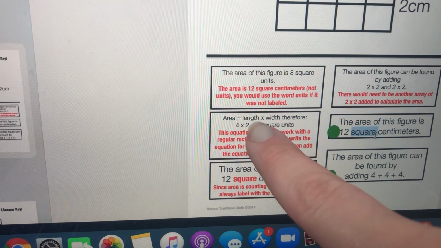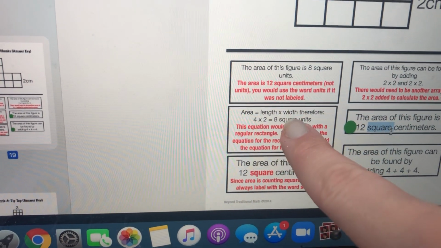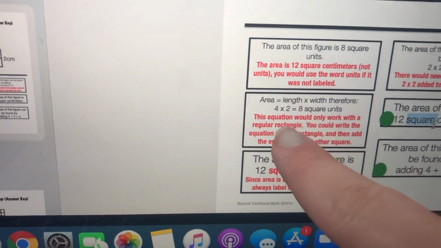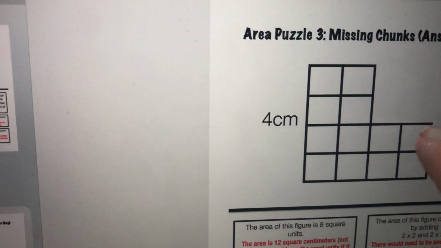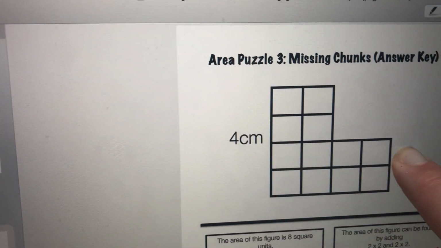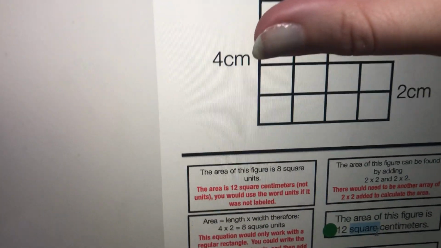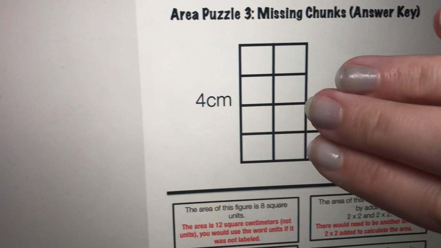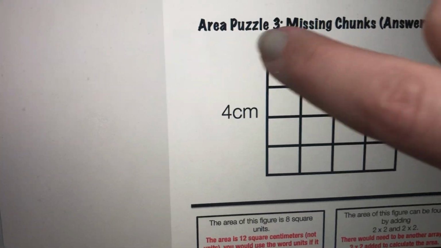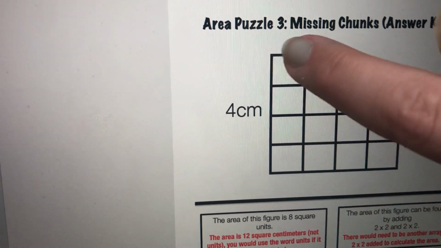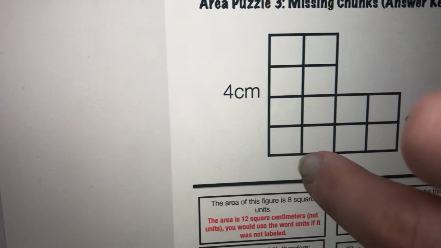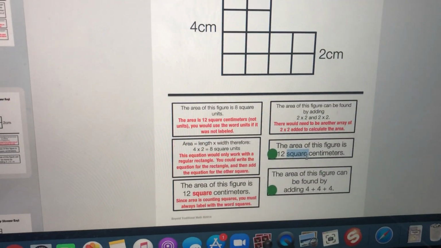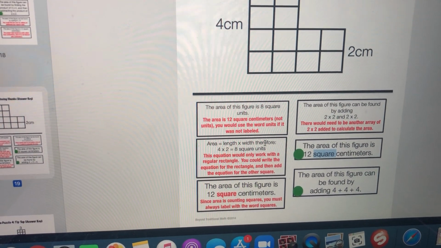The next one says the area equals length times width. Therefore, 4 times 2 is 8 square units. This equation would only work if there was a regular size rectangle. So if you had 4 by 2, that would be 4 times 2. Or if you put the 2 over here, you'd have 4 rows of 2. 4 times 2. 1, 2, 1, 2, 1, 2, 1, 2. But we don't. We have an extra chunk over here. So that one's false.